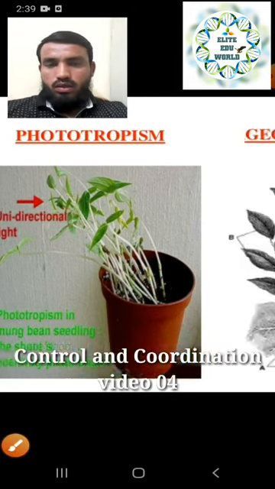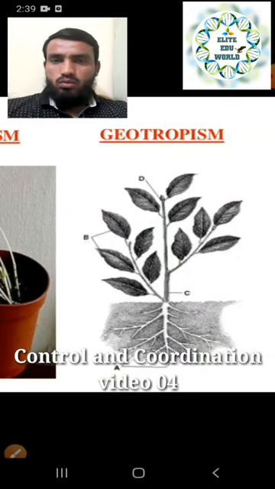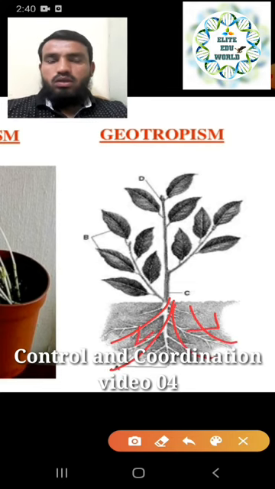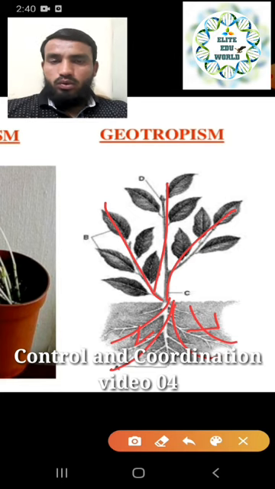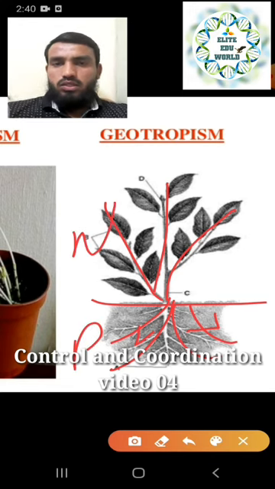Understood? And then the next example, geotropism, the movement of the roots or the part of the plant in response to gravity. So here inside the land, because of gravity, the roots are going downwards. So this is a positive geotropism in the roots, and negative in the shoot, because the shoots are growing opposite to gravity. So this part is a positive geotropism, and this part you can say is the negative geotropism, right?